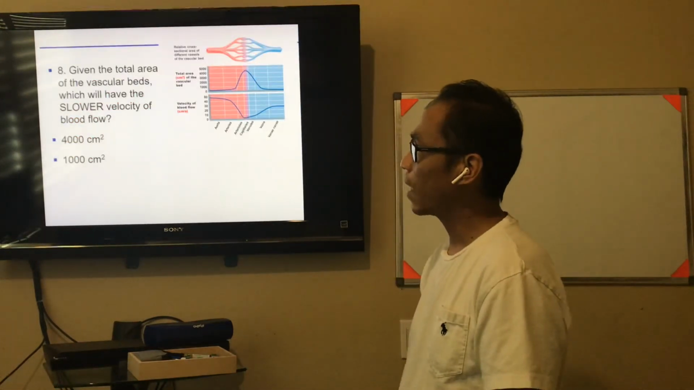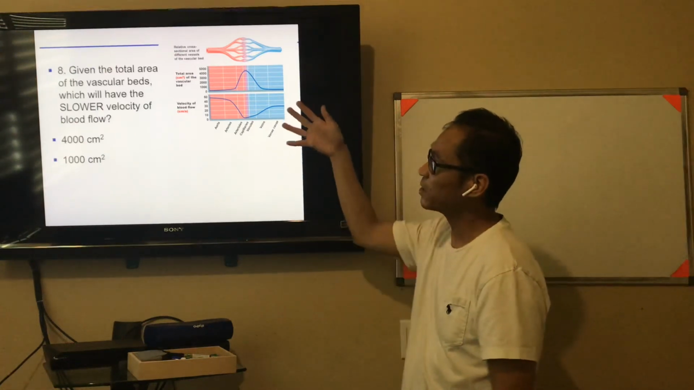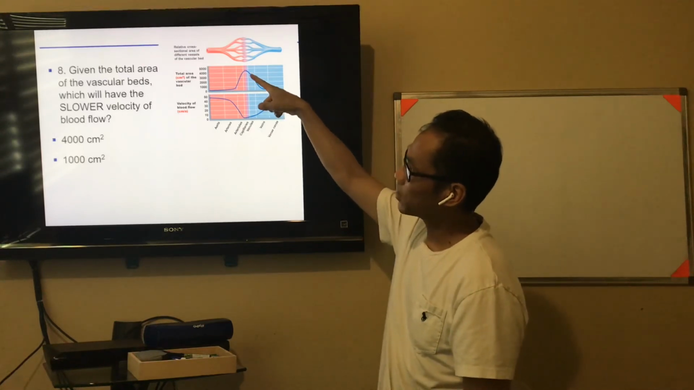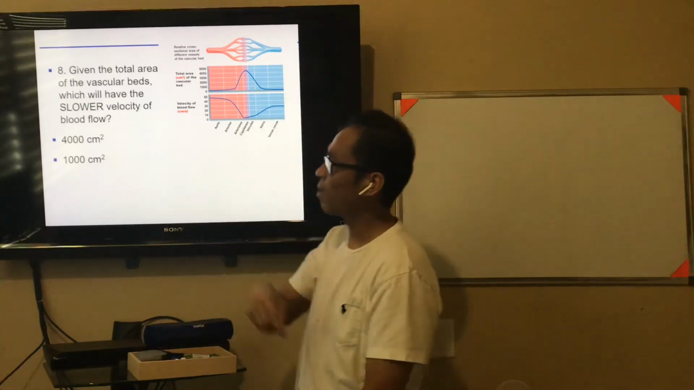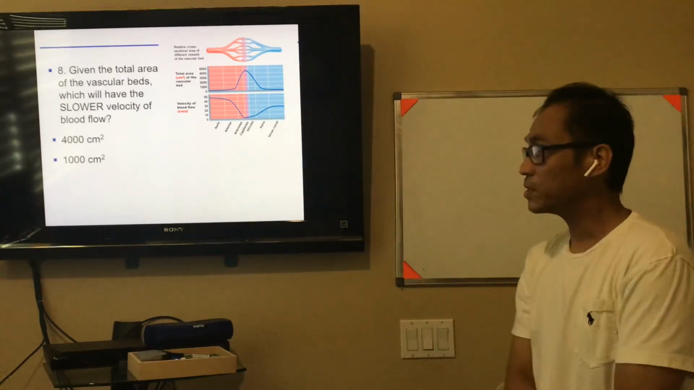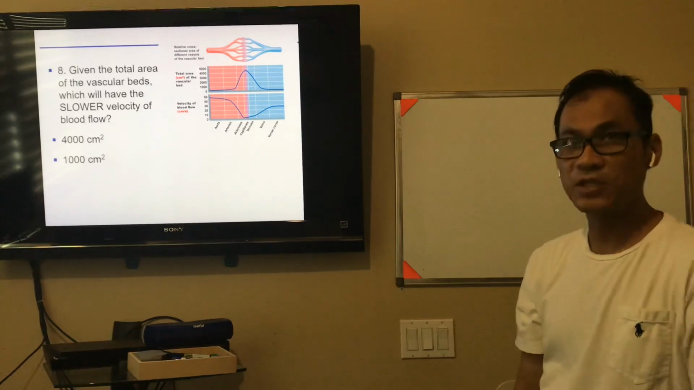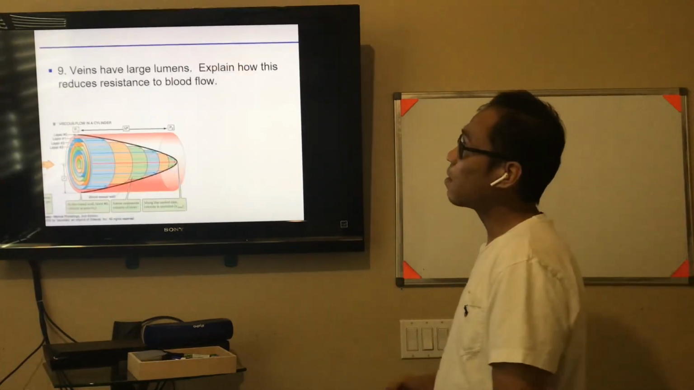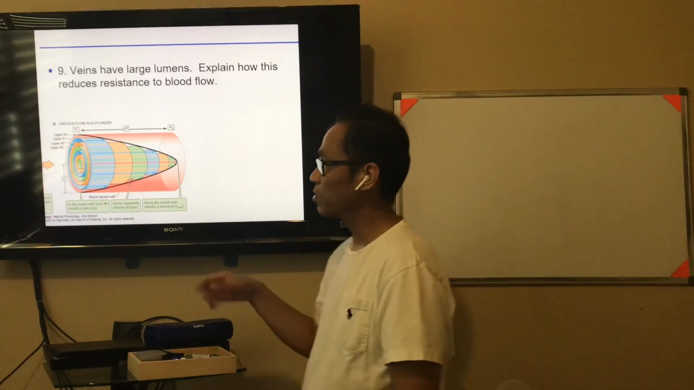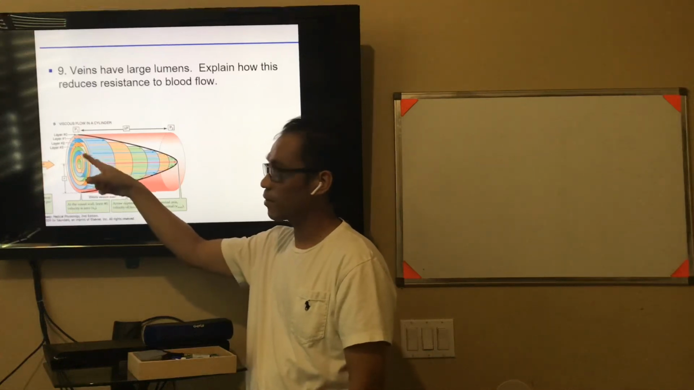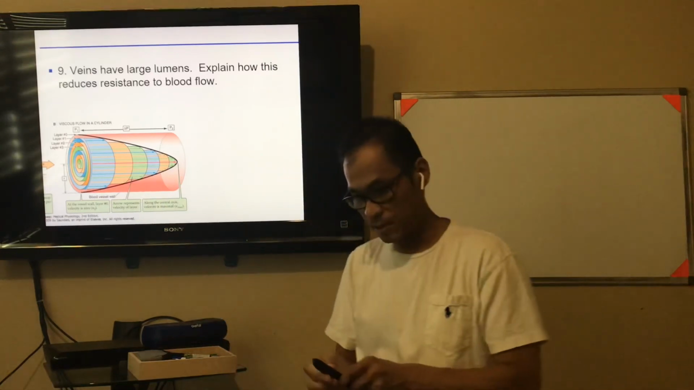Given the total area of vascular beds, which will have a slower velocity of blood flow? From this figure, what we learn is if you have a higher cross-sectional area, you slow the velocity of blood flow. So the 4000 will have a slower velocity of blood flow. As you would see, say, in capillary beds, that slower velocity helps have time for the exchanges that you want to be made in the capillary beds. Veins have large lumens. Explain how this reduces resistance to blood flow. With a larger lumen, you have more of these layers not in contact with the vessel wall, which provides friction, less resistance as a result.